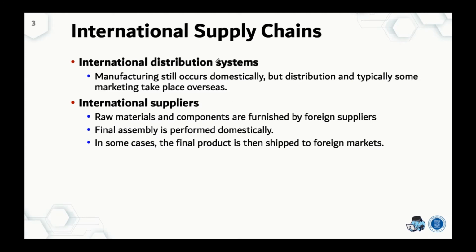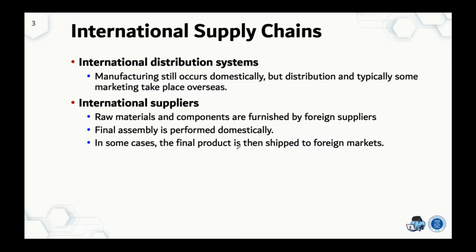In international supply chains, there is the international distribution system. That is, manufacturing still occurs domestically, but the distribution and some marketing take place overseas. This approach is called the international distribution system. The second one is the international supplier, where raw material and components are furnished by foreign suppliers. The final assembly is performed domestically, and we try to sell it domestically.